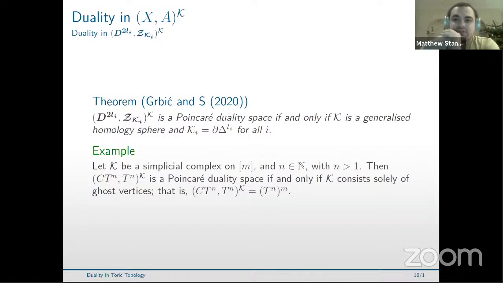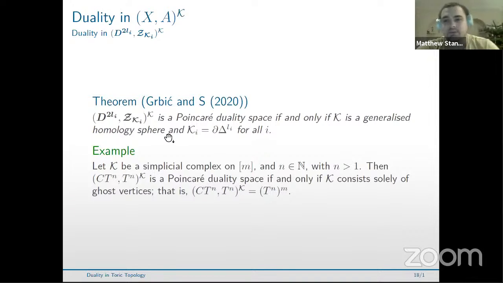What about other compositions of simplicial complexes? Are there other compositions of simplicial complexes which extend this result, in the sense that K is a generalized homology sphere if and only if the polyhedral product in question is a Poincare duality space? And the answer is there are no further extensions of the result. That is, if we have a polyhedral product of this form, a disk and a moment angle complex, this is a Poincare duality space if and only if it is actually a simplicial multi-wedge construction on K with these Ki.